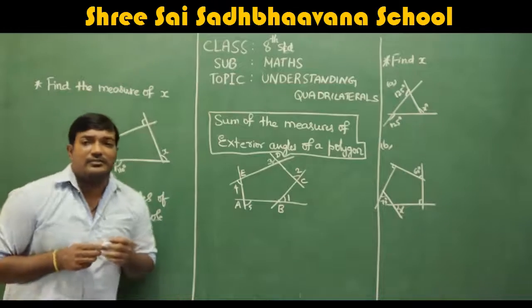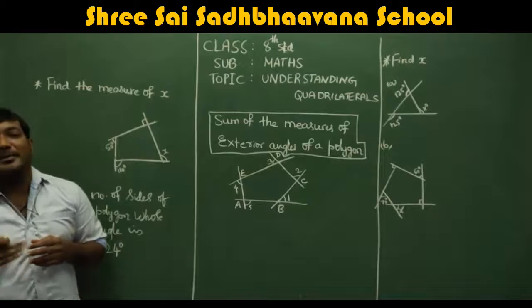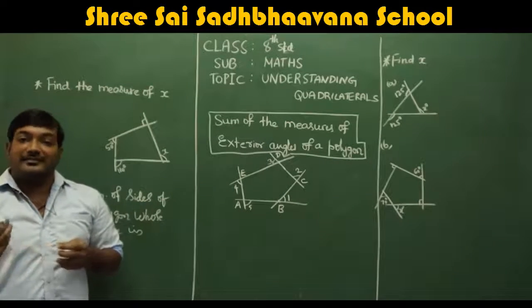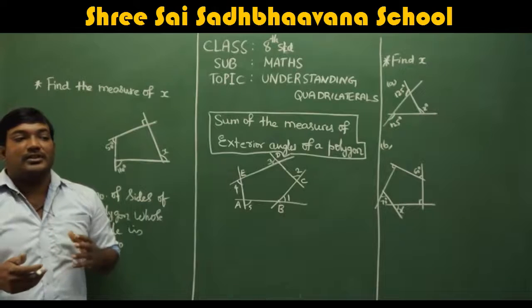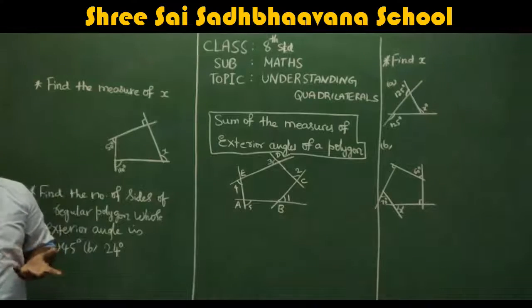A polygon is a geometrical figure which has many sides. As I explained, poly means many, and gon means a geometrical figure which consists of sides. A geometrical figure which consists of many sides, we call it a polygon.